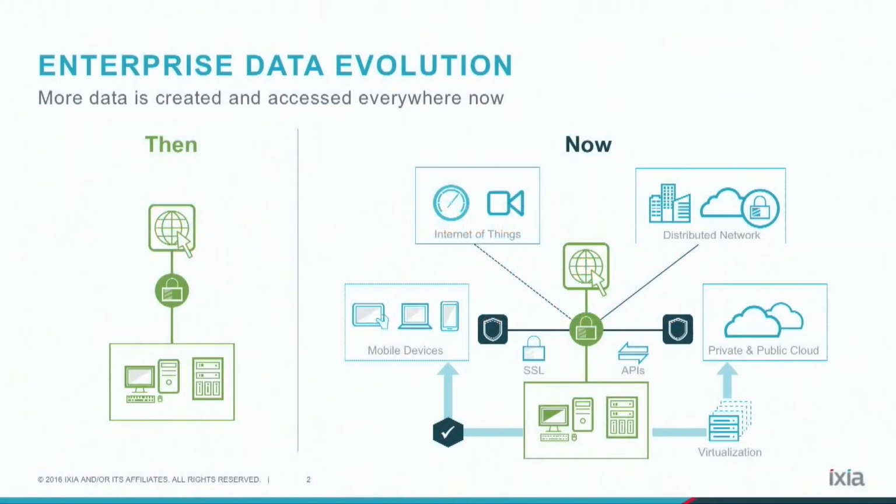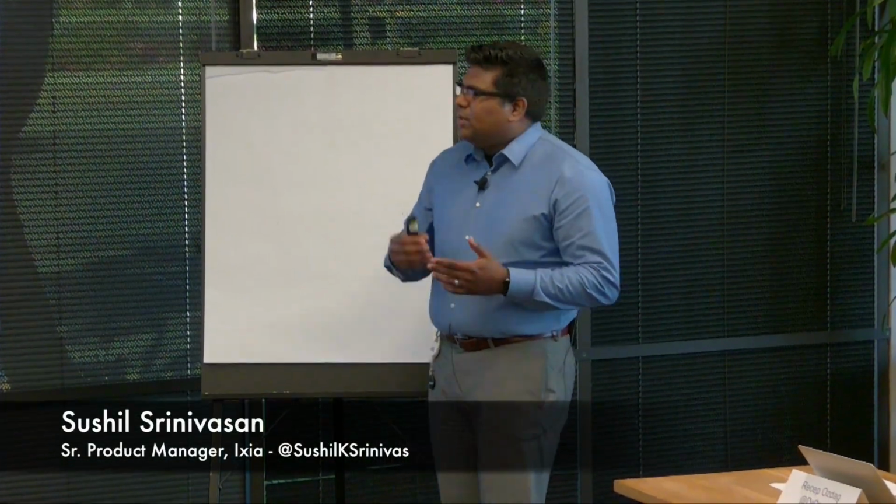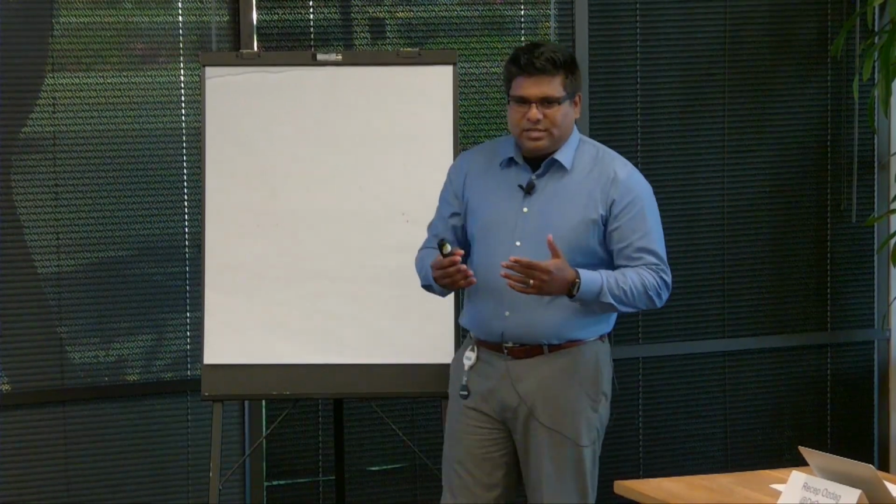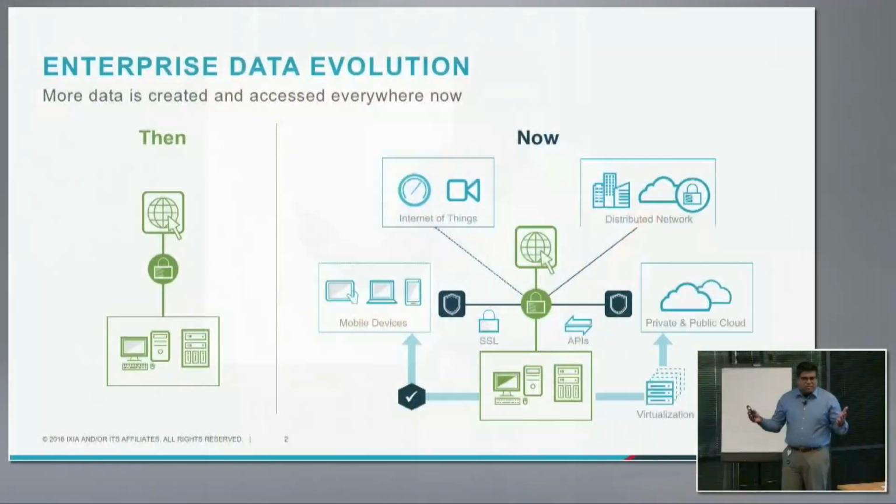So let's go ahead and get started. We've seen how data has been evolving over a period of time. Earlier in your traditional data centers, everything was under a single infrastructure. So you can have your taps, you can have your bypass switches. Then using those, you can pull the traffic in, bring it into your packet brokers, eventually give the traffic to the tools for further analysis.